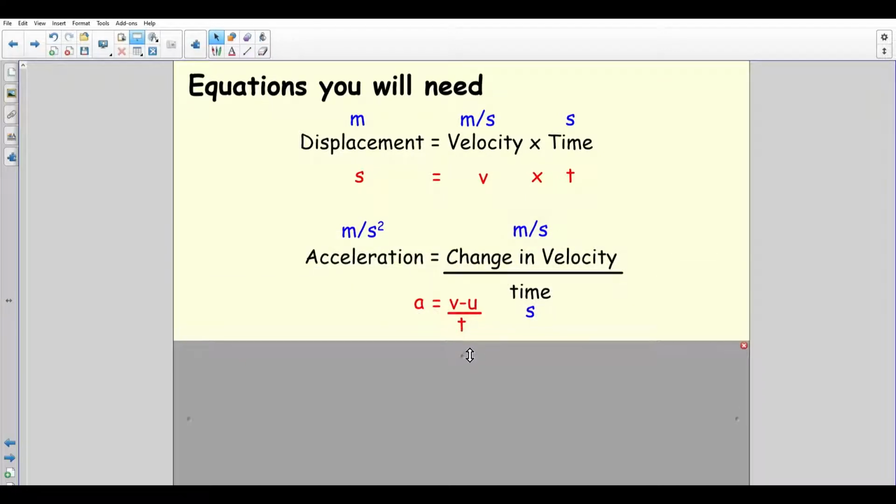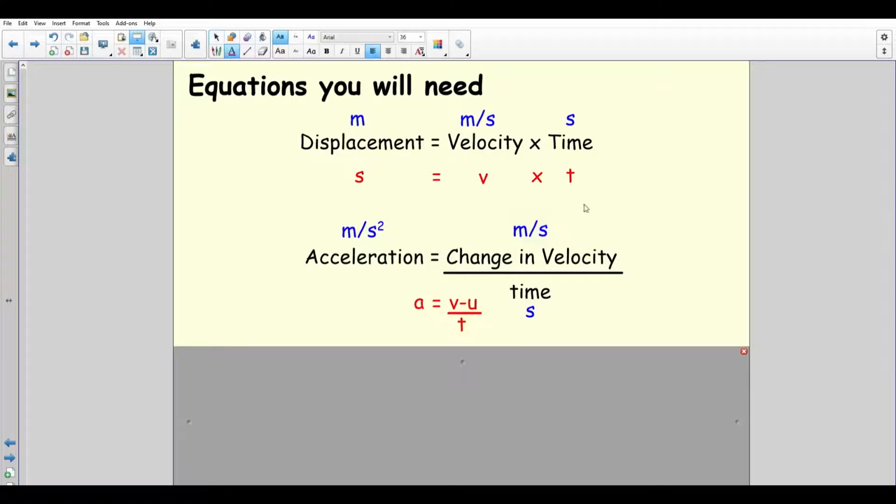Okay, next one. Acceleration is change in velocity divided by time. So acceleration first off is meters per second squared. Now this is because we're doing meters per second divided by seconds. So that gives us meters per second per second, okay? And we can shorten that down to meters per second squared.